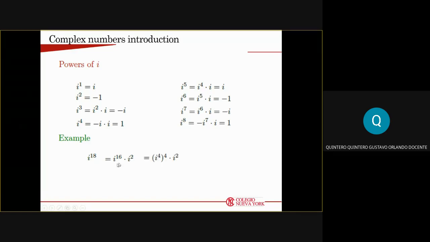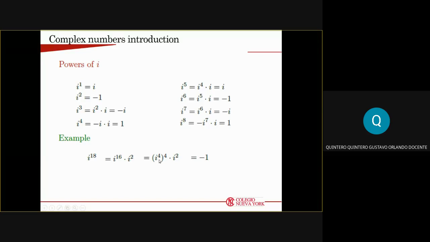And now we can do the same with 16. 16 is the same as 4 times 4. Again, another property of powers. This is power of a power, right? Whenever we have a power of a power, we leave the same base and multiply the exponents. So we have 4 times 4, which is 16. But now we know these values. We know the value of i to the 4th is 1, look at that. And we know the value of i to the second power is negative 1.